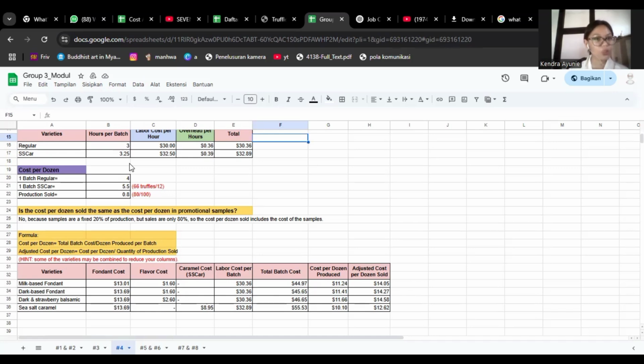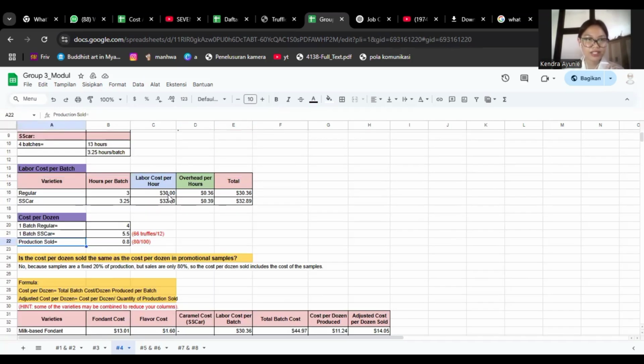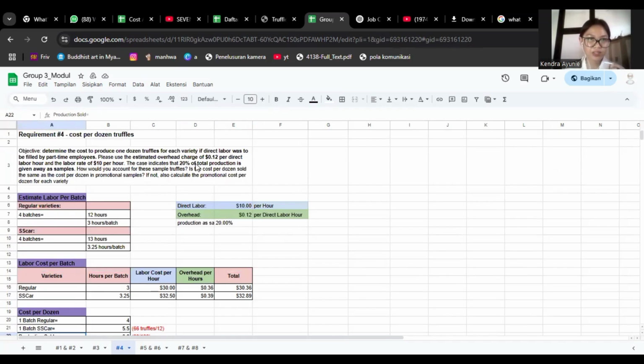Like we said before, it actually states in this journal that Thor can make 4 dozen in one batch of the regular varieties of truffles. For the sea salt caramel, because it's special and takes longer for Thor to make, one batch yields 66 truffles. Because we're calculating in dozens, 1 dozen is 12 truffles. Sorry, I didn't calculate it with a formula in Excel, but 66 divided by 12 is 5.5 dozen. And because the case indicates that 20% of the total production is given away as samples.